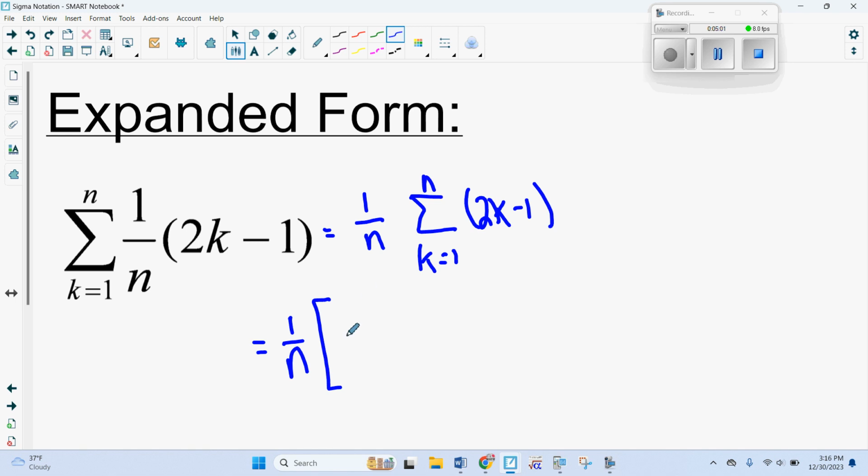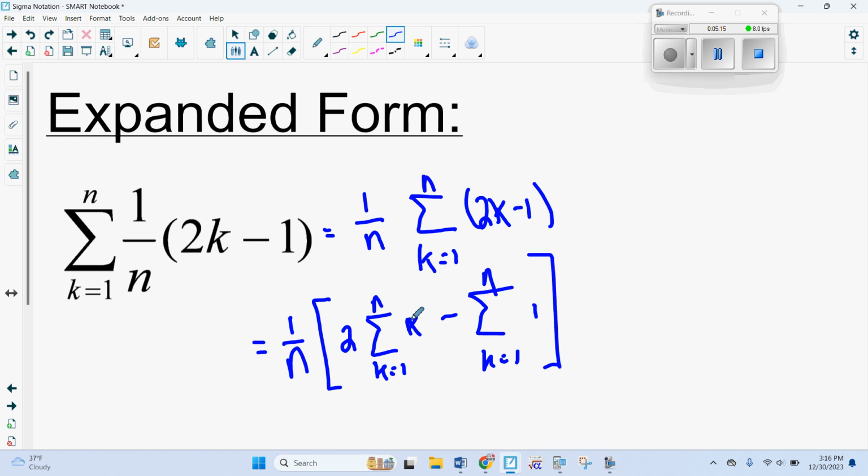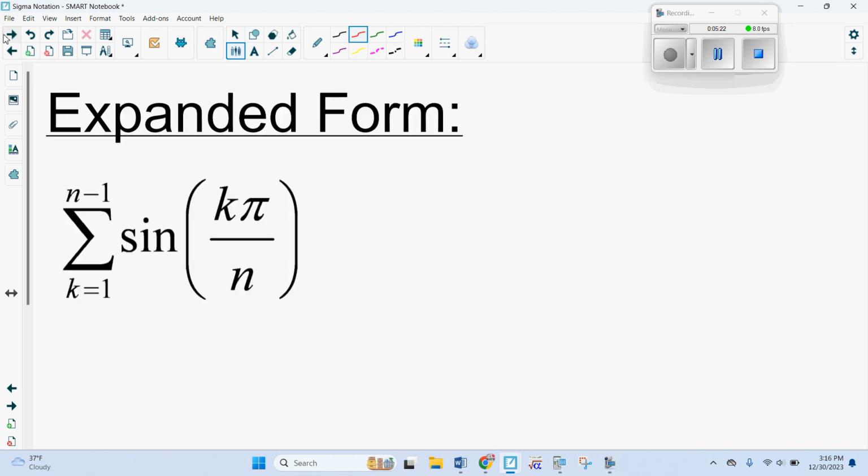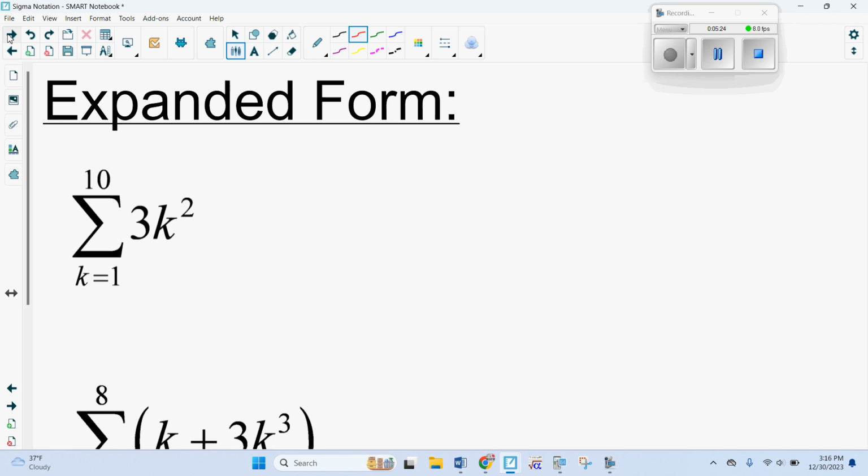Now, 2 is a constant, so I can pull that out in front, and just k, and minus 1. Now, at this point, you're thinking, why would we want to do that? But just stay tuned. So those are our rules of sigma notation.